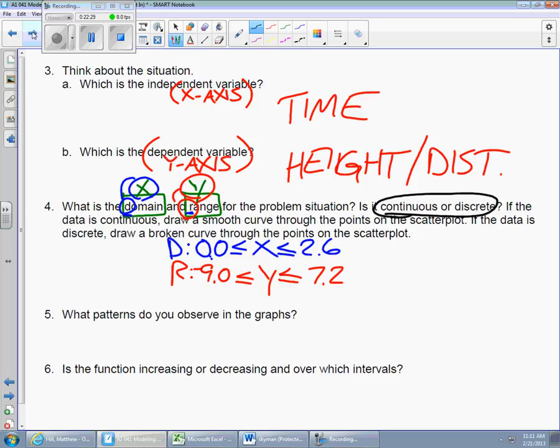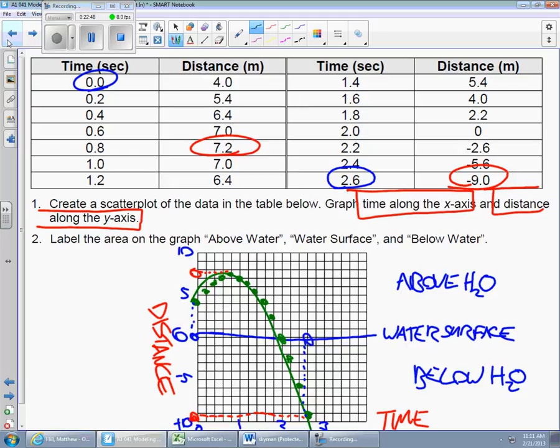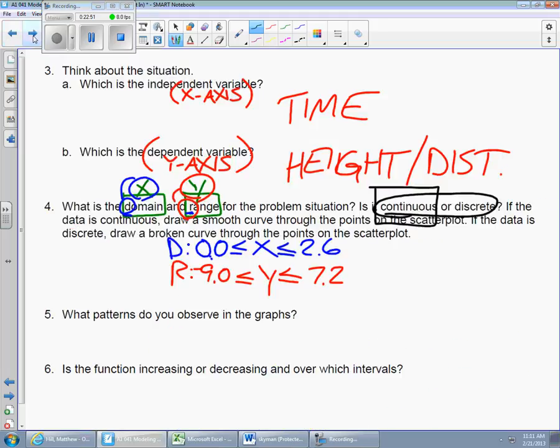So is this graph continuous or discrete? It is continuous. This happened without interruption. There's no breaks in the data. If the data is continuous, draw a smooth curve through the points on the scatter plot. Well, I'm sorry, we already did that. We got a nice smooth curve going through our graph, so that's already taken care of. If the data is discrete, draw a broken curve through the points in the scatter plot. Well, it wasn't broken because it's not discrete. Nice and smooth.